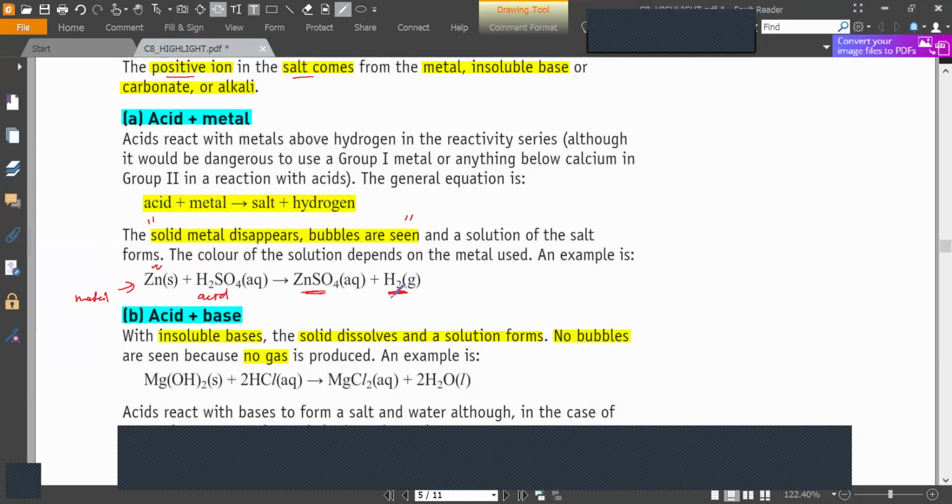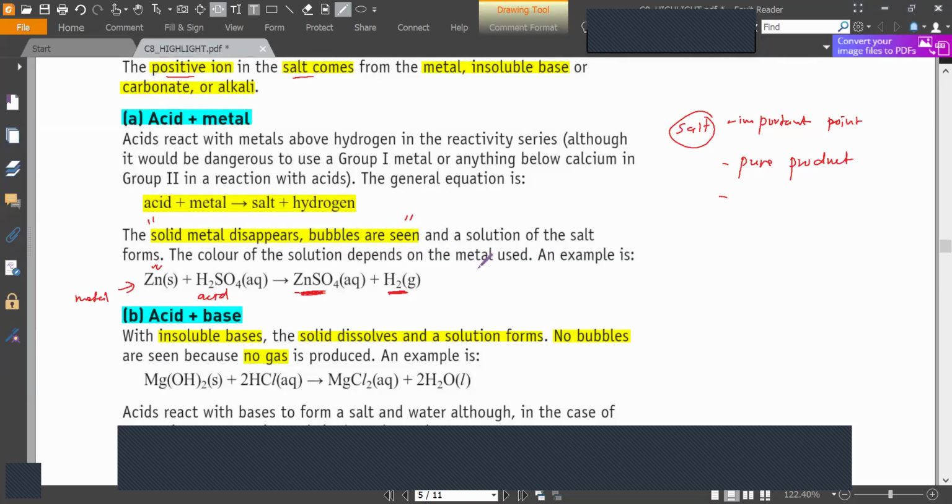The key point in preparation of salts, one very important point: we want a pure product. This zinc sulfate, we want a pure product, not mixed with other things. So what do we do?